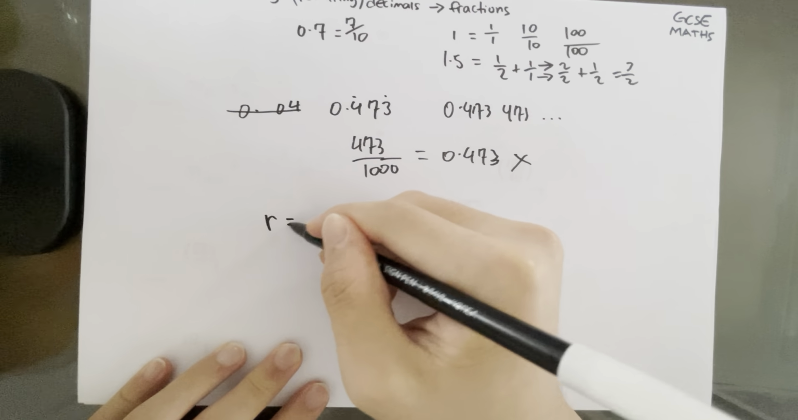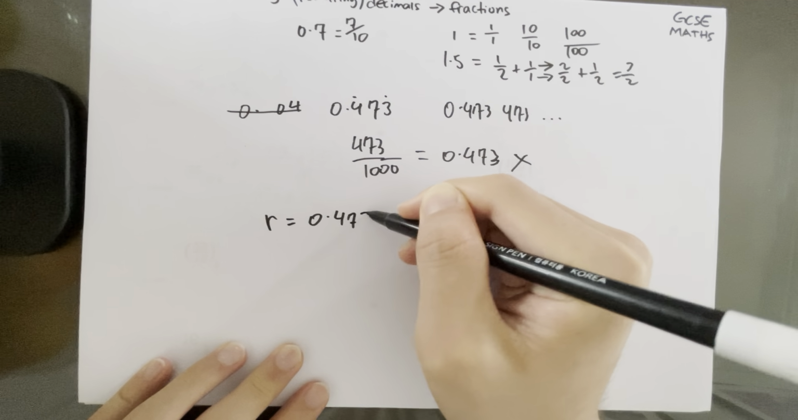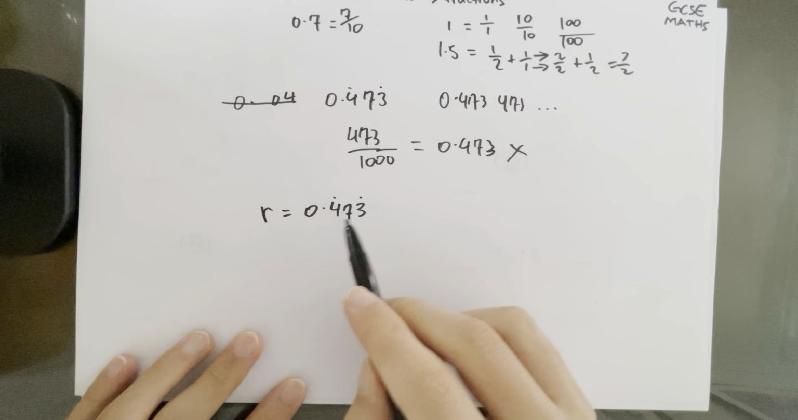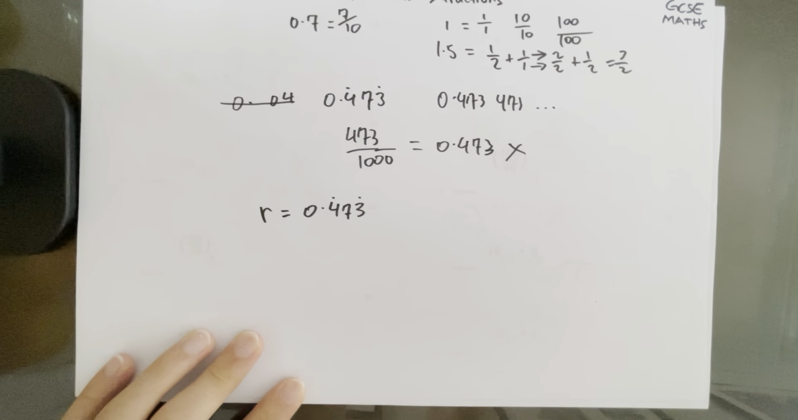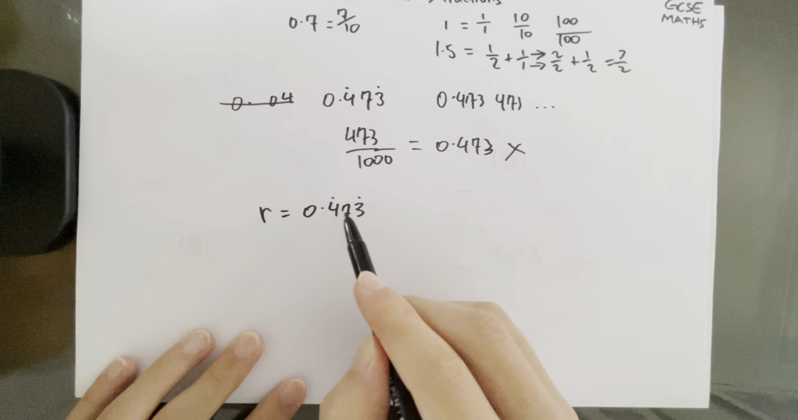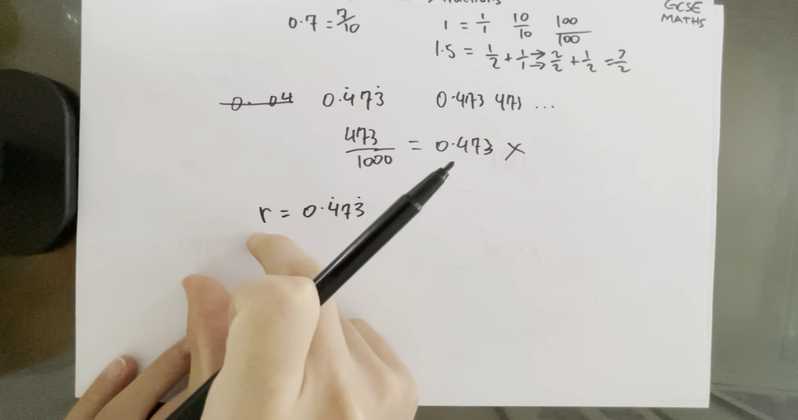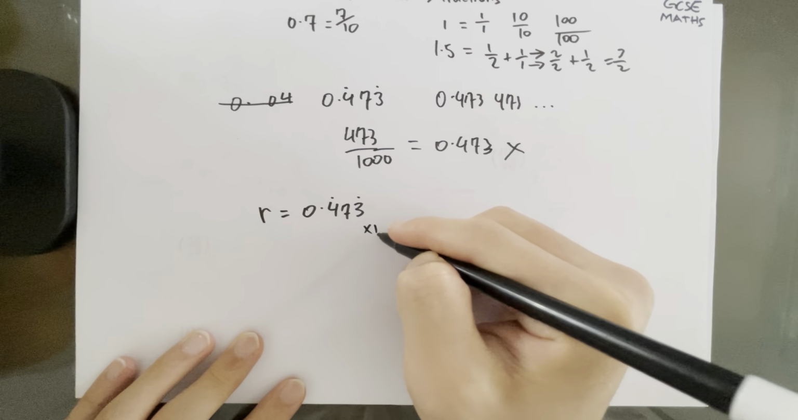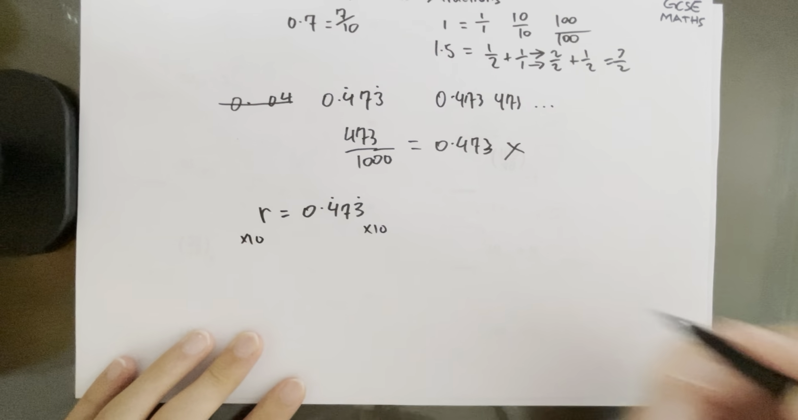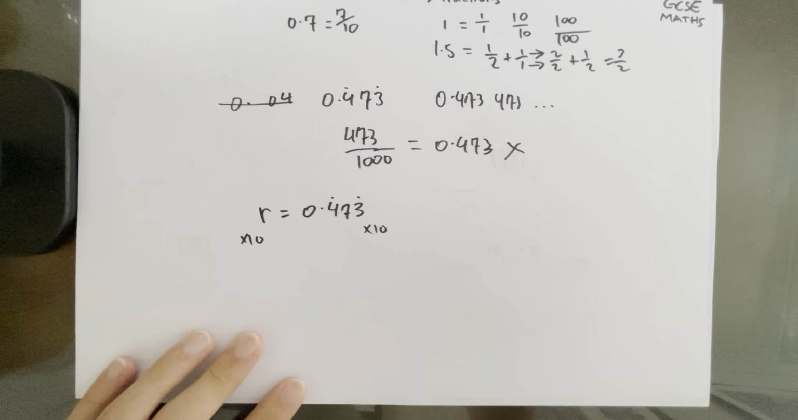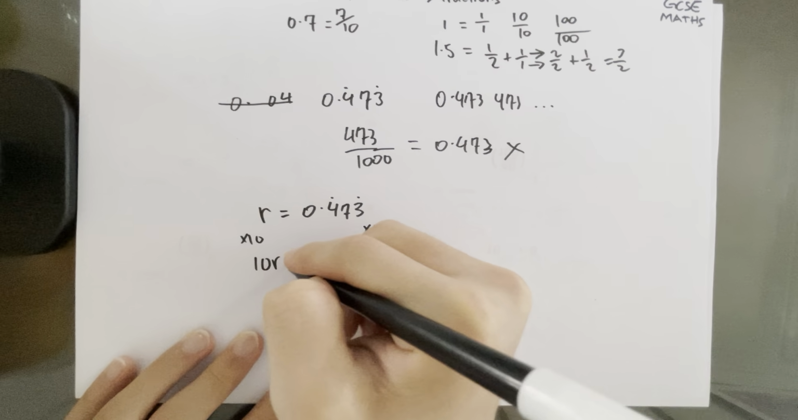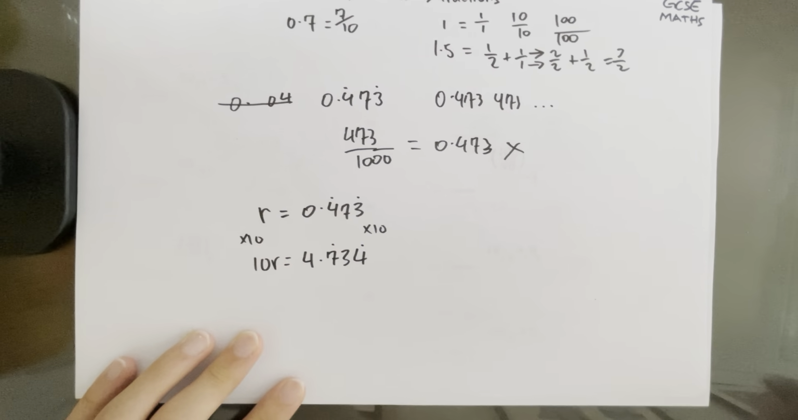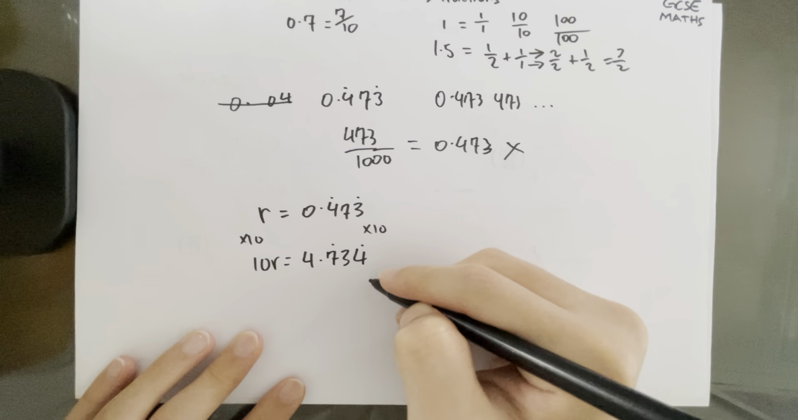So R is going to be equal to 0.473 recurring, right? This is the recurring number. Now what we're going to try and do is get rid of all these recurring digits to the left side of the decimal point. So how do we do that? Well, we can multiply by 10 on both sides. If we multiply by 10 on both sides, this gives us 10R is equal to 4.73 recurring, right?